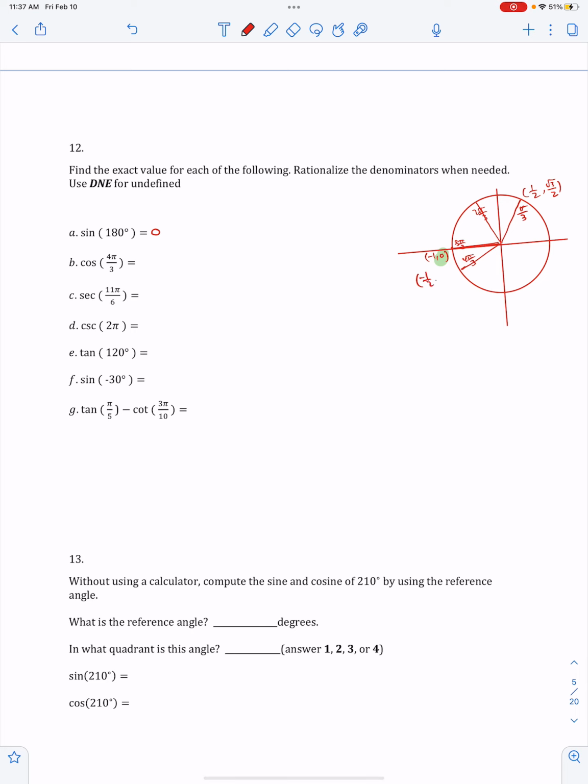So -1/2 and negative square root of 3 over 2, which means cosine 4 pi over 3 is -1/2. That is the cosine, so -1/2.